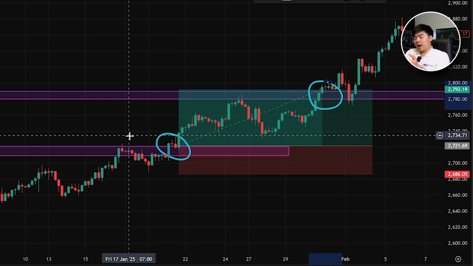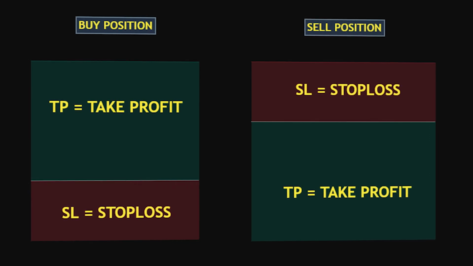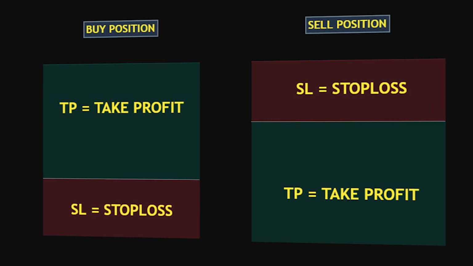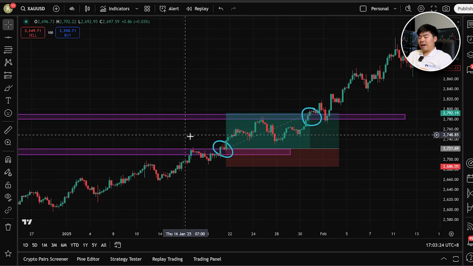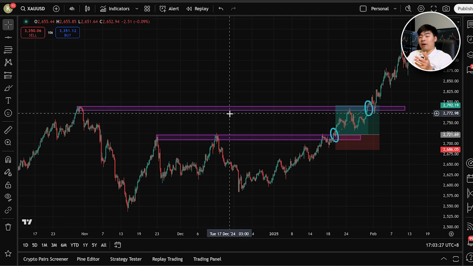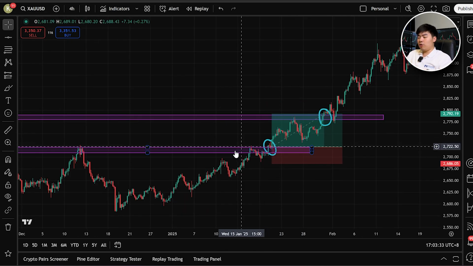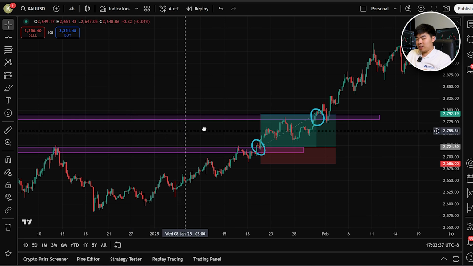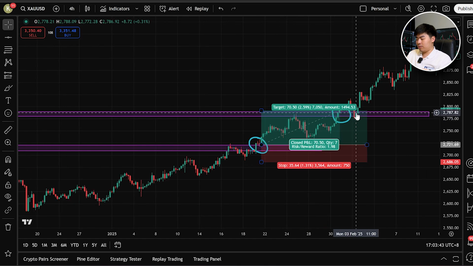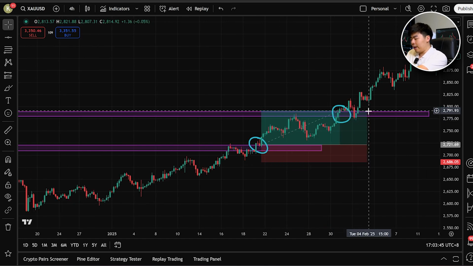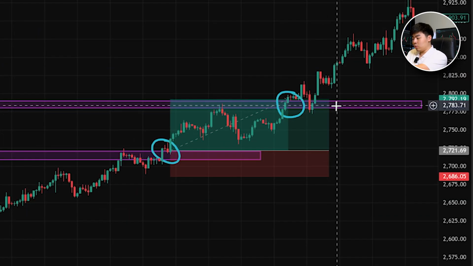Why? Because after you buy, of course, you need to set your TP and SL, right? TP is take profit, SL is stop loss. And if you're using support and resistance, you set the TP on the next support or resistance level. The strong one, I mean, not the weak one. You need to find the next strong support or strong resistance. So you buy here until the next strong resistance, and the next strong resistance is here. Around 2780 or something like that. Take a look at the numbers on the right.